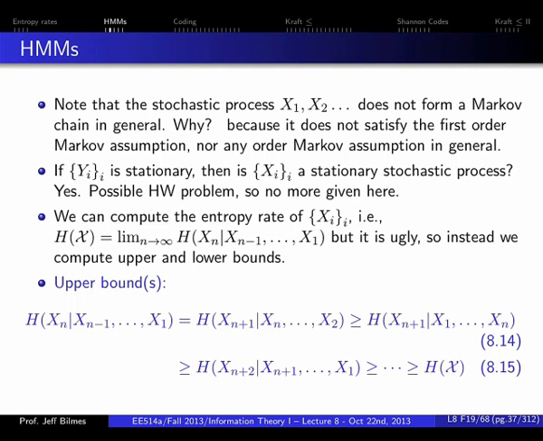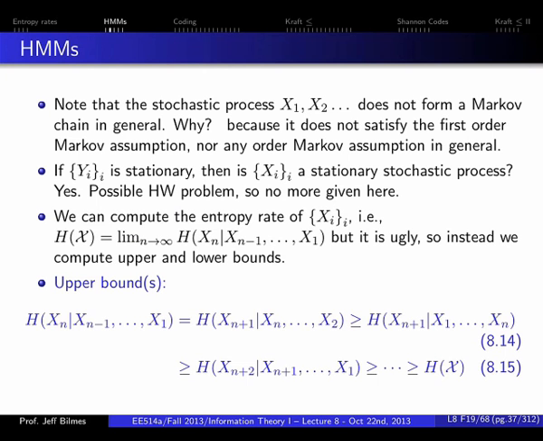Actually, if we look at the following quantity, which is the entropy of xn given xn minus 1 through x1, well, that's also equal to the entropy of xn plus 1 given xn through x2. So we're, again, assuming things are stationary.